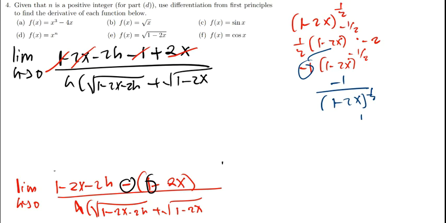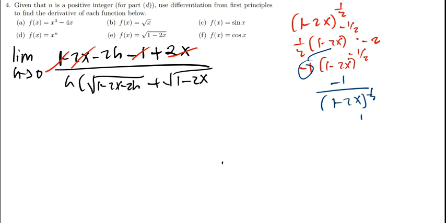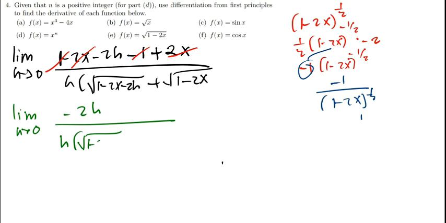Okay. Where did we go wrong? Because initially I'm supposed to get negative 1 on top, and I can clearly see that. Okay, it's making sense, guys. We get rid of this, and we'll have limit as h goes to 0. I've now remained with negative 2h on top, divided by h, times the root of 1 minus 2x minus 2h plus the root of this.